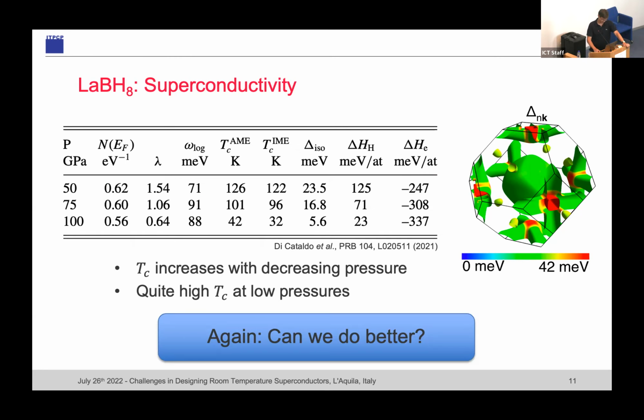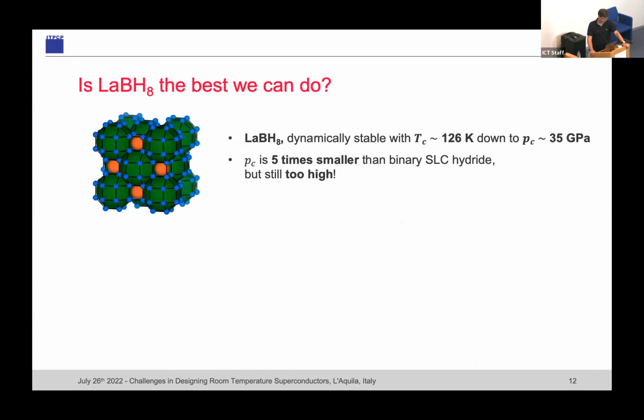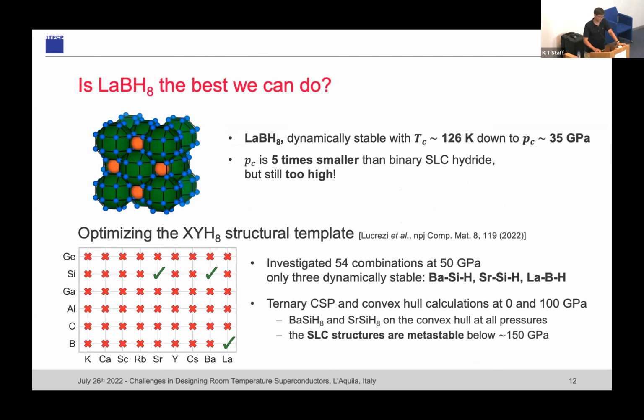What we started from is this lanthanum boron H8, which again is dynamically stable at about 35 gigapascals if you just look at the phonons, and has a Tc of about 126 at 50 gigapascals. And this is already a quite good start, we thought. I mean, the pressure is 5 times lower than in the lanthanum H10, for example, but still way too high for any actual technical applications.